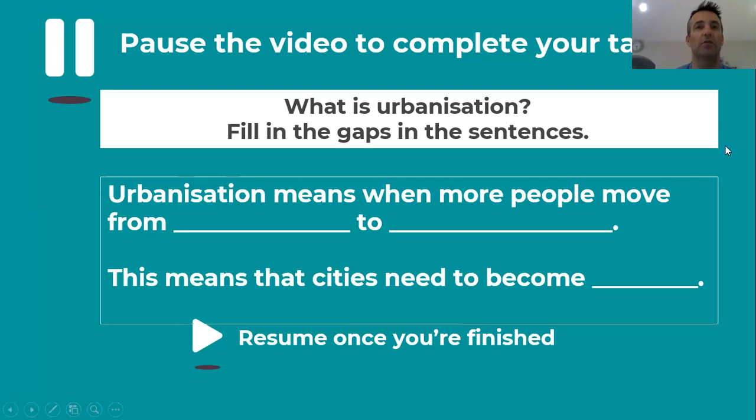Okay, so did you manage to remember that definition? So urbanisation means when more people move from rural areas, from the countryside, to urban areas, to towns and cities. And this means that cities need to become bigger so that there are enough jobs and enough houses for people to live. If you remember that and you got it right, you are incredible. Well done. That was tricky stuff.